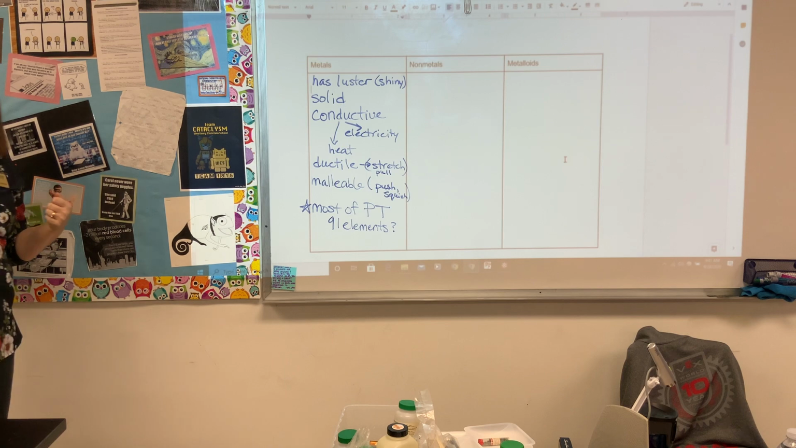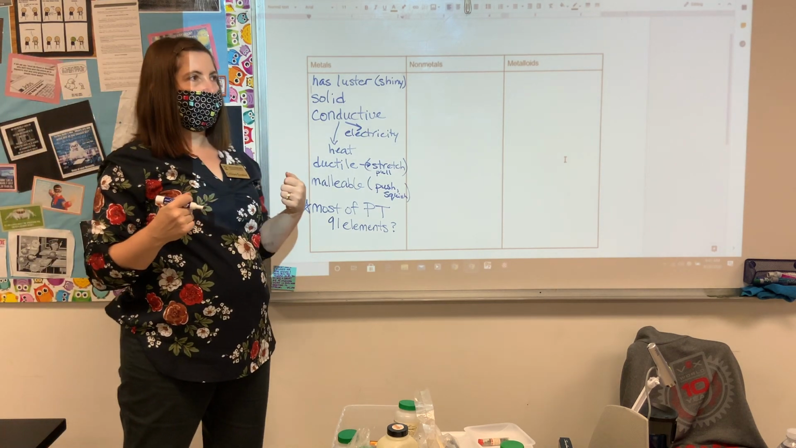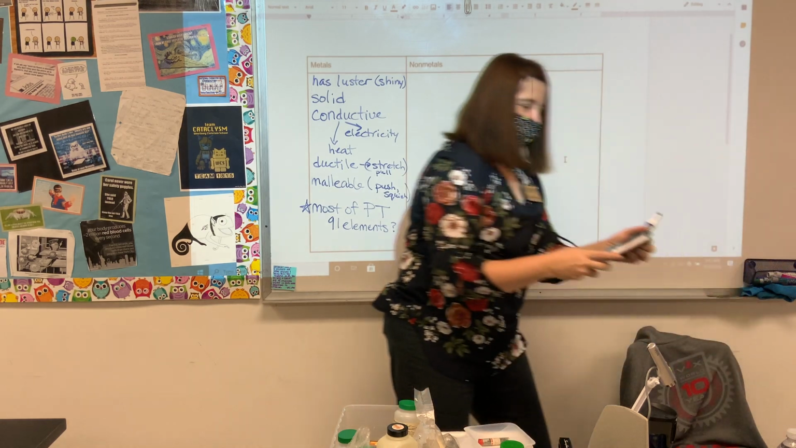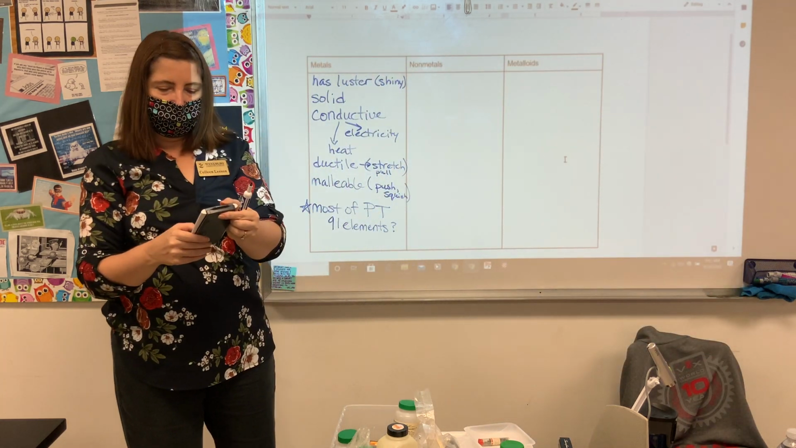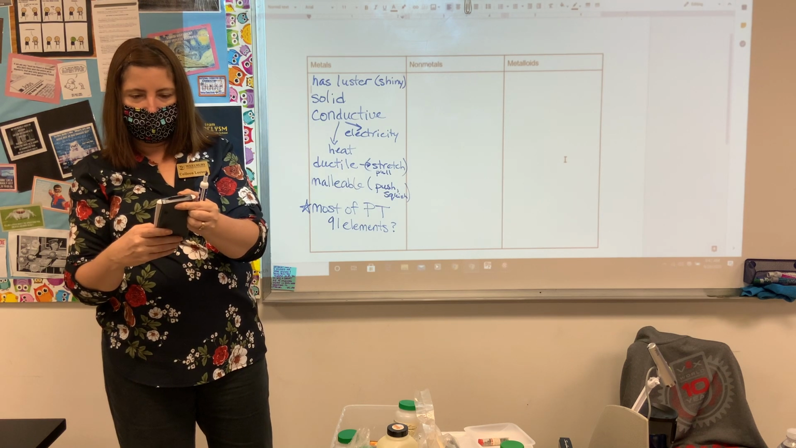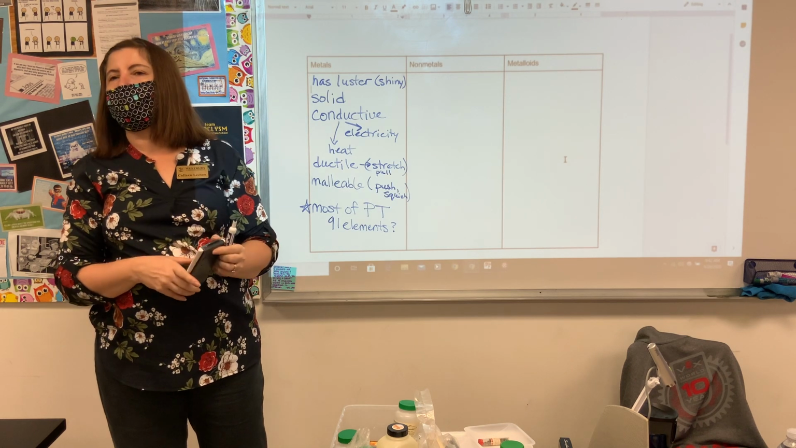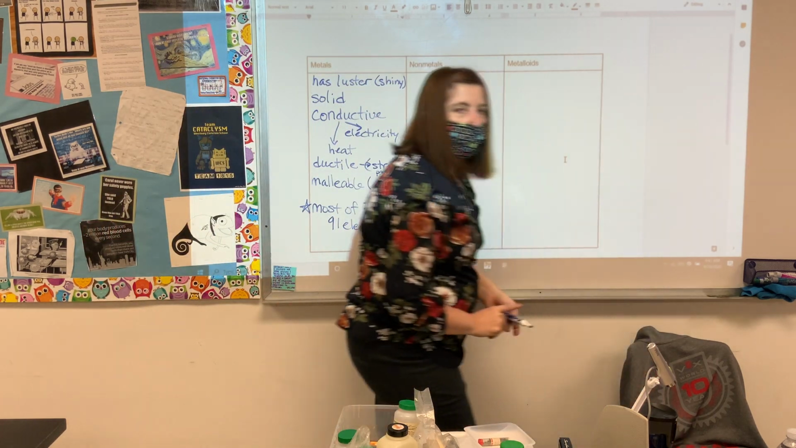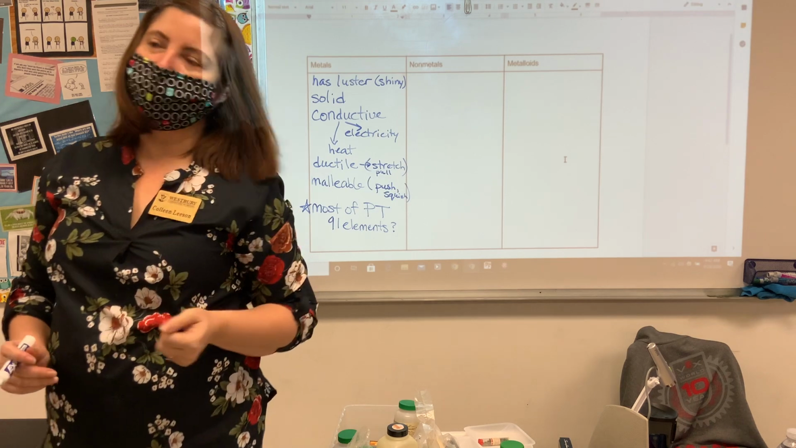That's approximately 75%. Let's actually do the math here. Okay, 91 divided by 118, 77.1%. I was low. Okay, anything else that you can tell me about metals?